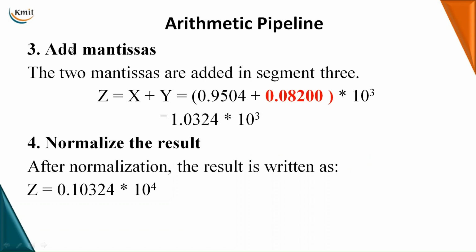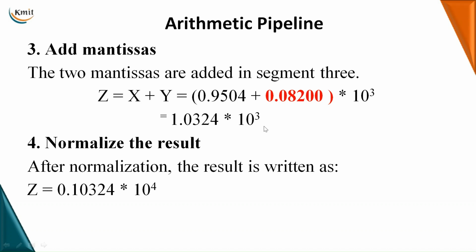In the third step, you can perform either addition or subtraction on the mantissa part of your data. In this case, I am performing an addition operation, so the two mantissas are added in this segment. So x plus y: 0.9501 is my first fraction and 0.08200 is my second fraction, with 10 to the power of 3 as the exponent of my result. If I add these two, I get a value of 1.0324 into 10 to the power of 3. This is my result.